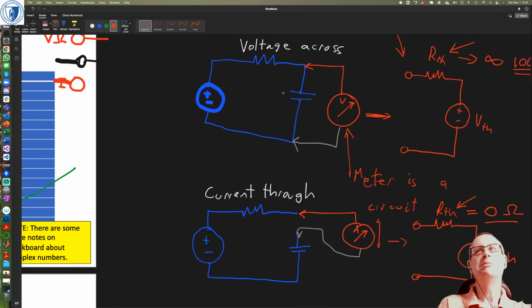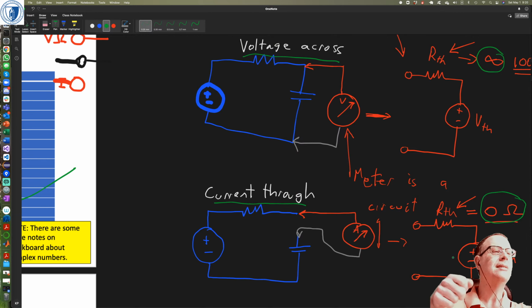And now we've got a problem. If we want a meter to measure both voltage across and current through, in the one case we need an infinite impedance, and in the other case we want a 0 impedance. And that's really, really hard to do. The meter usually has a switch or a push button to select which of these two things you're measuring.